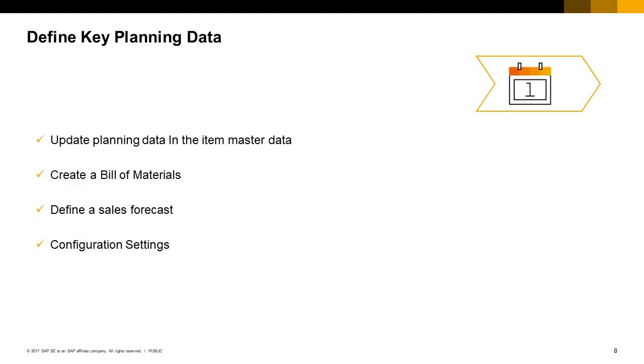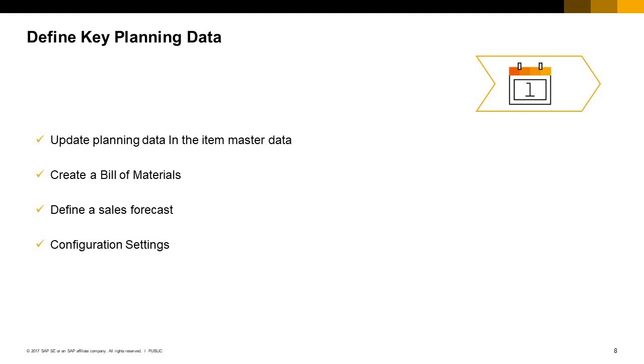Here we see a list of planning data that can affect MRP. These definitions are optional and you may decide that some are not relevant for you. No particular order of definition is required. Each item has a section for planning data in the item master. These settings affect how the item is handled in terms of MRP.